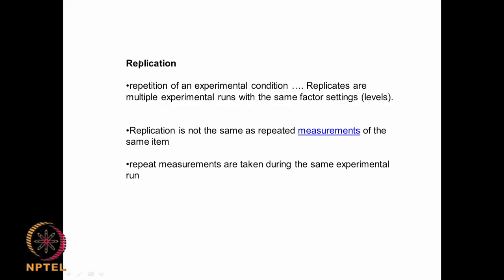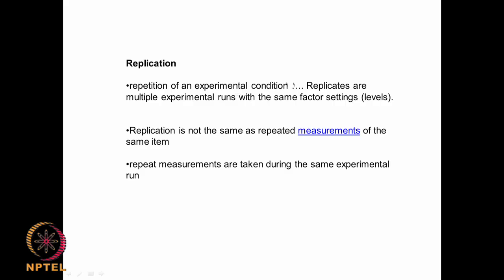Okay. Now, let me introduce something called replication. Replication is a repetition of an experimental condition, like when I am doing a bioprocess experiment. I do the reaction with the media 1 and finally find out the biopolymer quantity. Again I do the reaction from the beginning. Okay. So, that is repetition of an experimental condition. So, multiple experiment runs with the same factors.